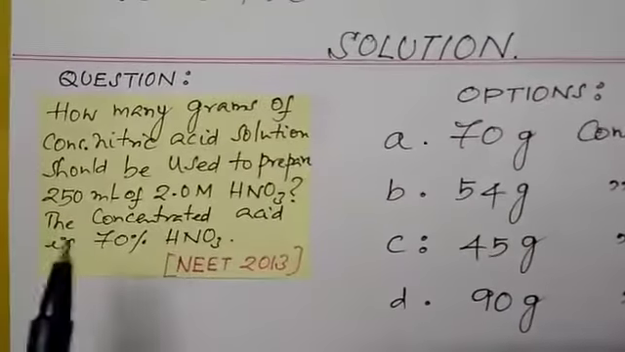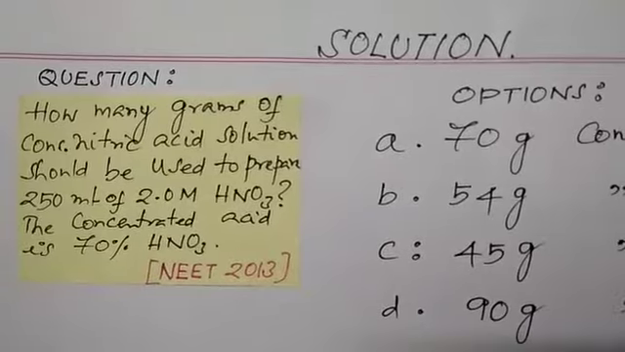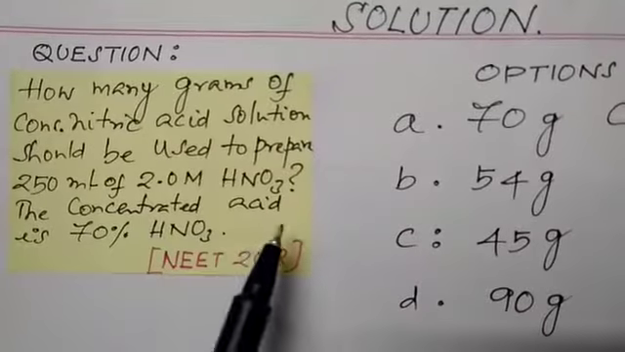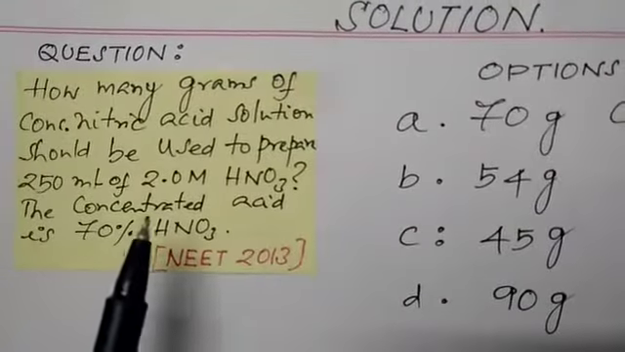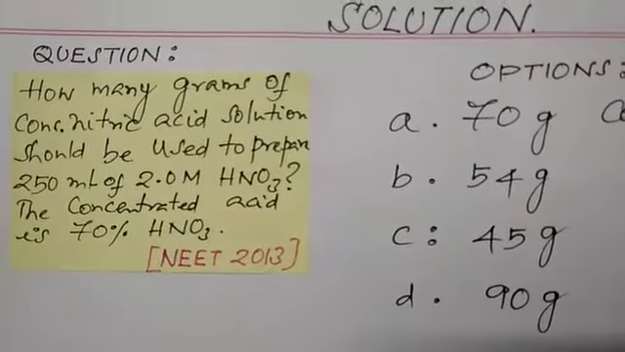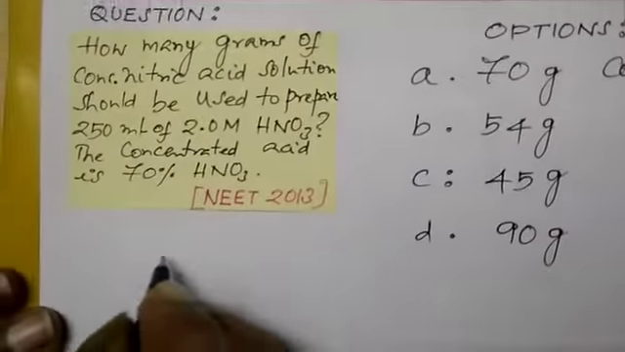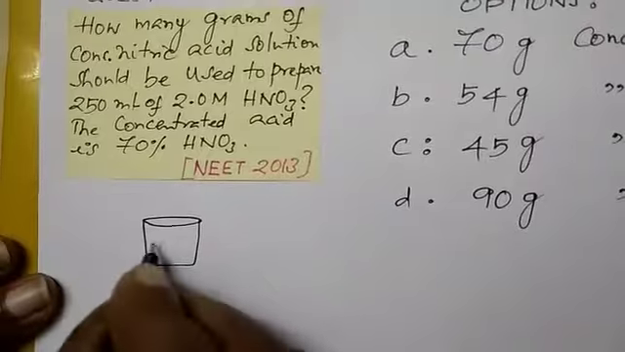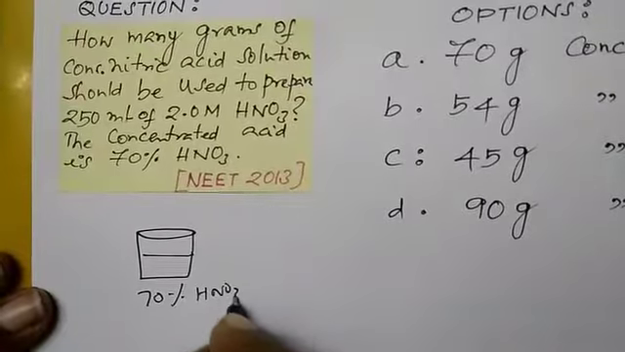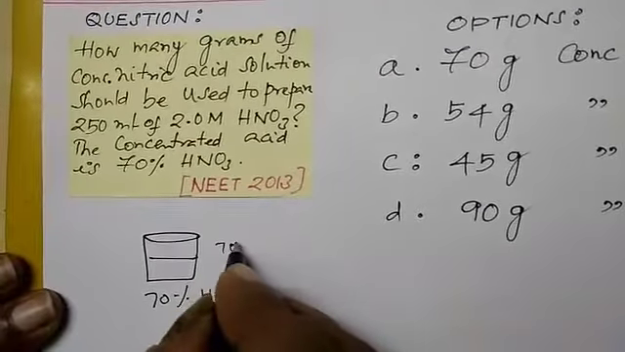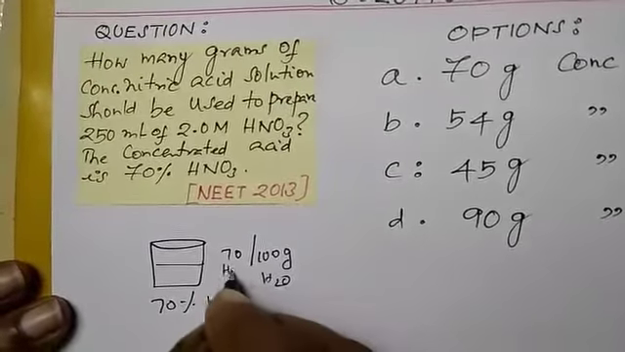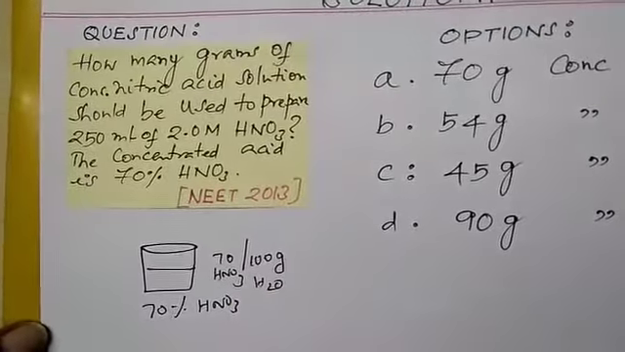The topic is solution and the question is NEET 2013. How many grams of concentrated nitric acid solution should be used to prepare 250 ml of 2M nitric acid? The concentrated acid is 70% nitric acid. Let us first understand the problem, what is given. You are provided with concentrated acid of 70% nitric acid. What is understood? 70 grams of nitric acid present in 100 grams of solution. This is the meaning of 70% nitric acid.